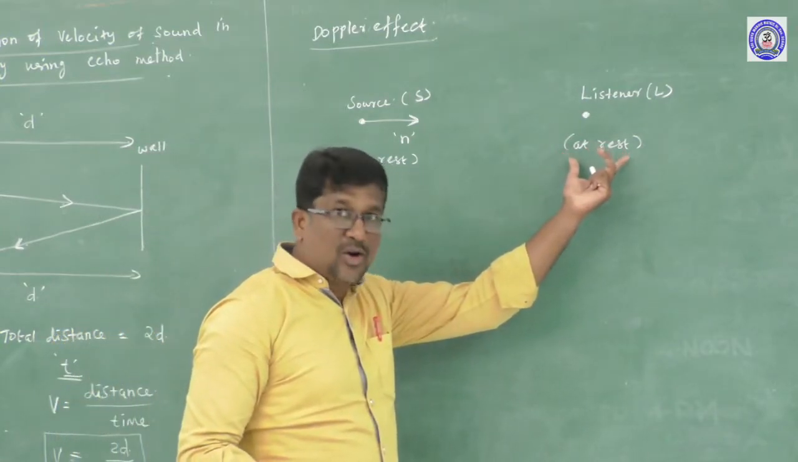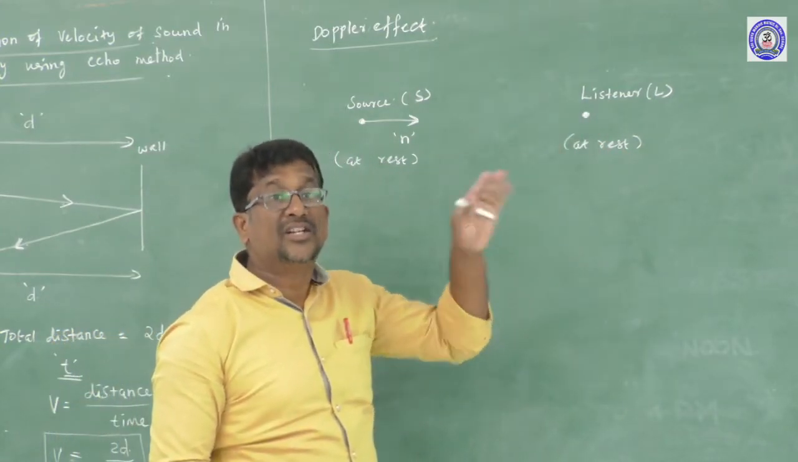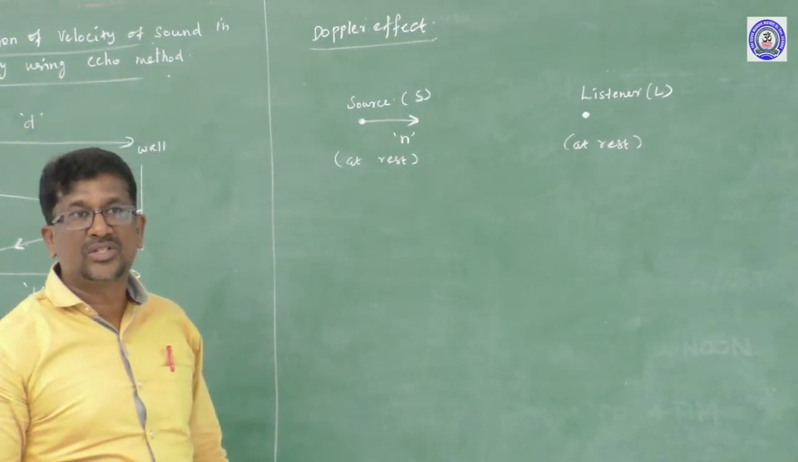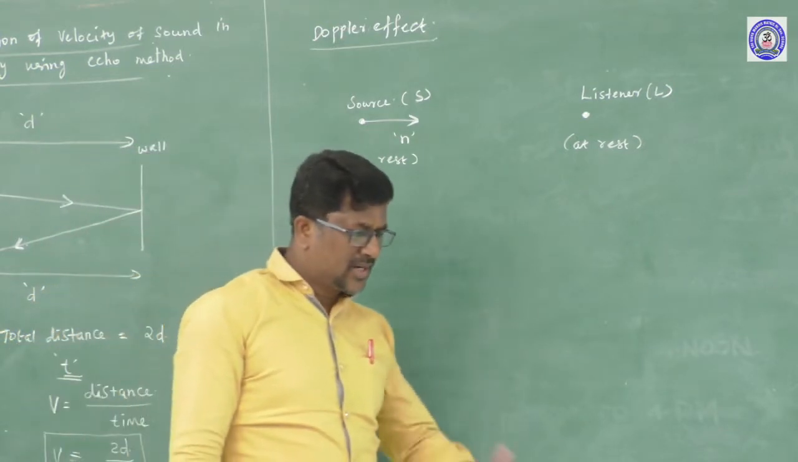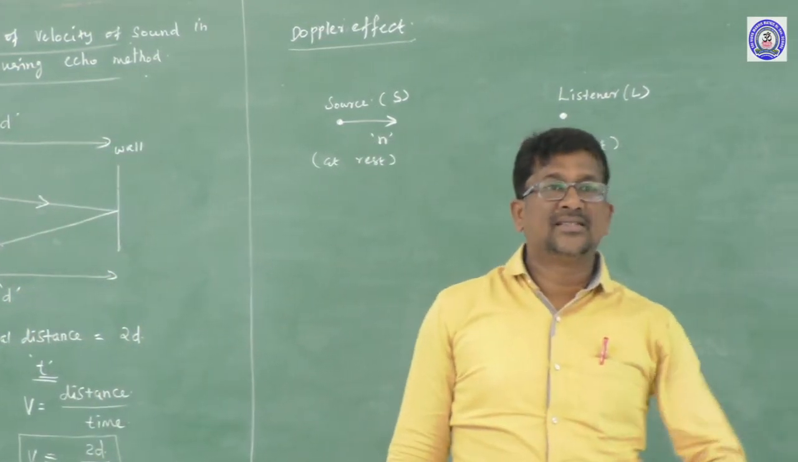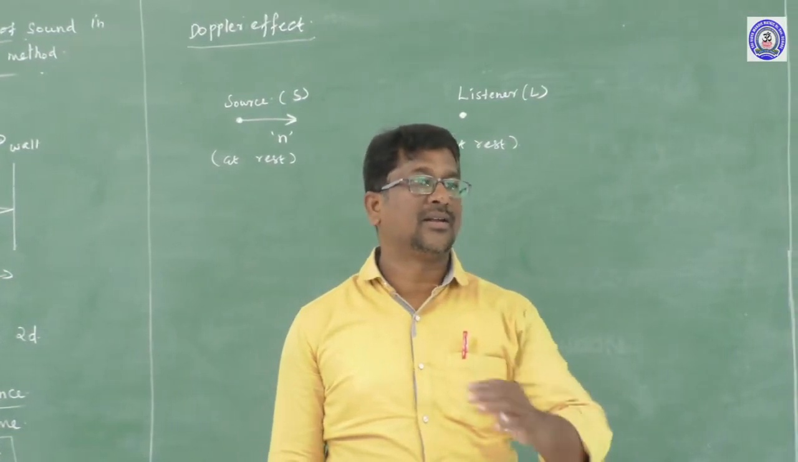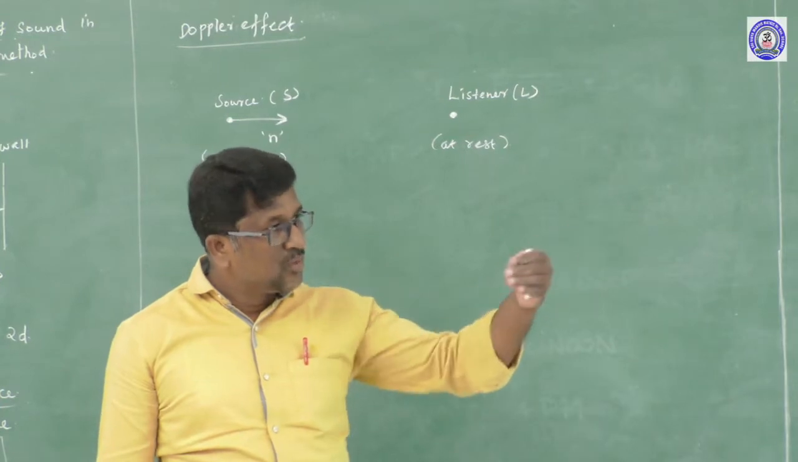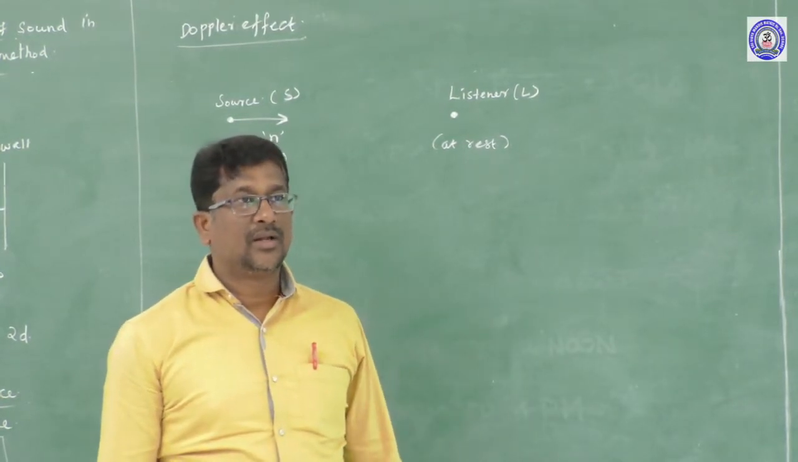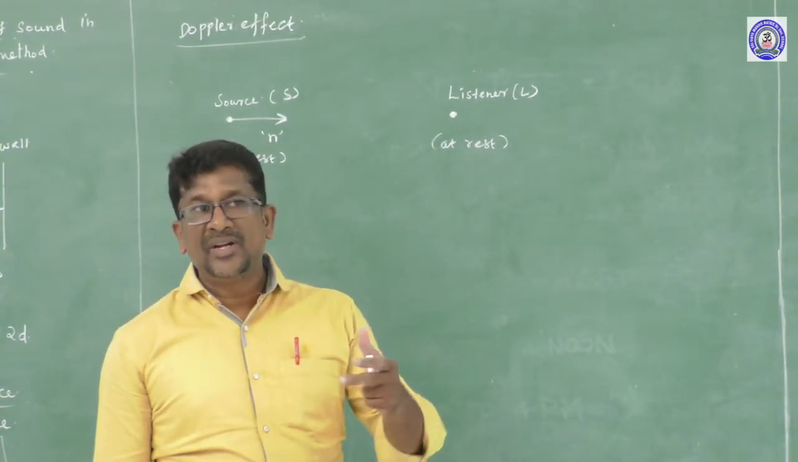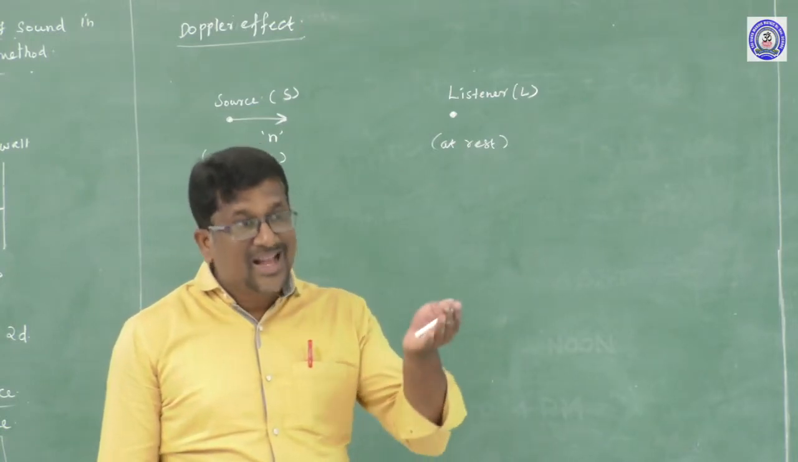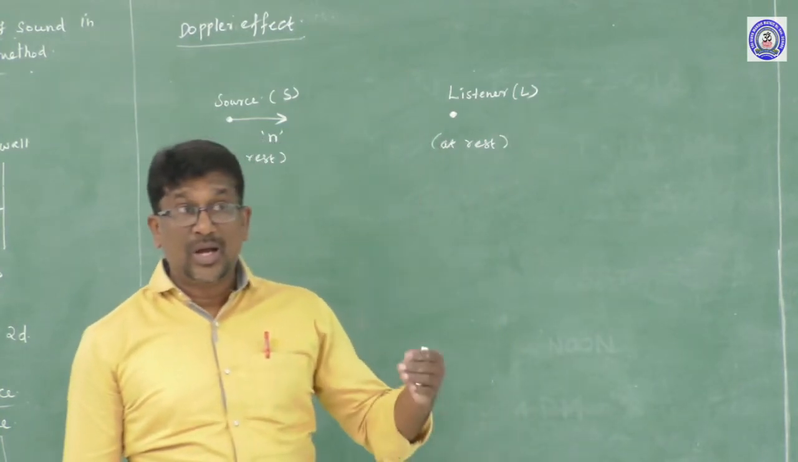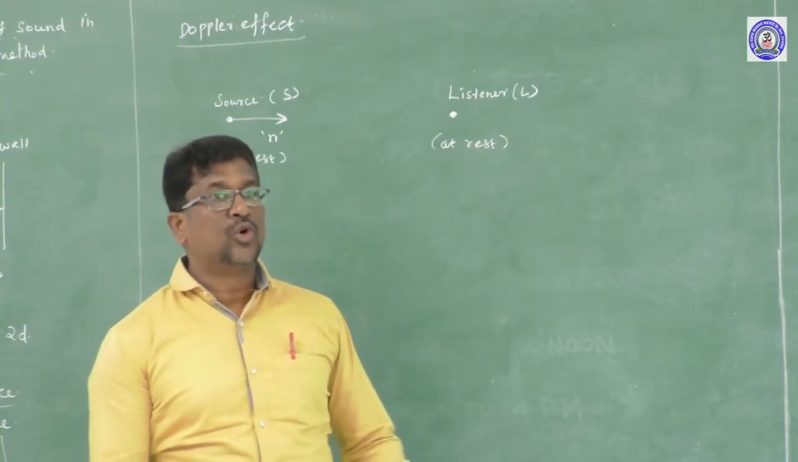Now the frequency of the sound wave measured by the listener is different from the actual frequency of the sound wave emitted by the source. For example, a passenger is standing on the railway platform and a train is moving towards him with its horn. The frequency of the sound wave emitted from the horn appears to increase for the passenger.